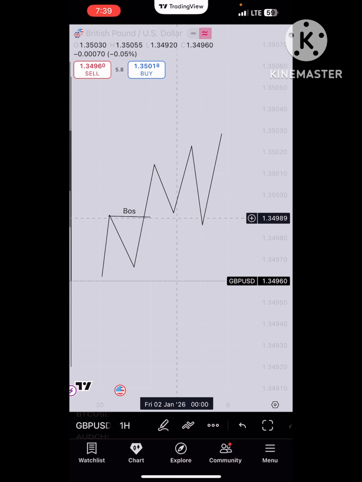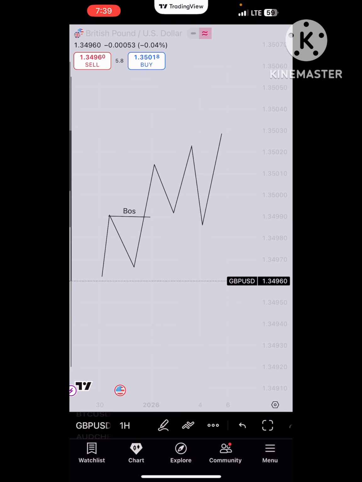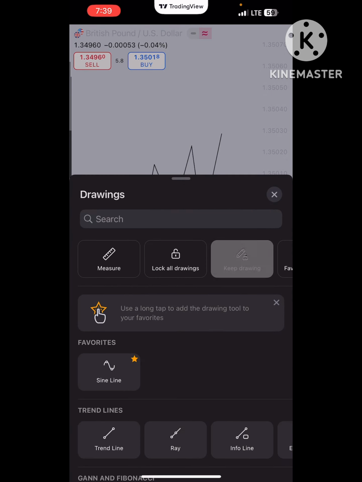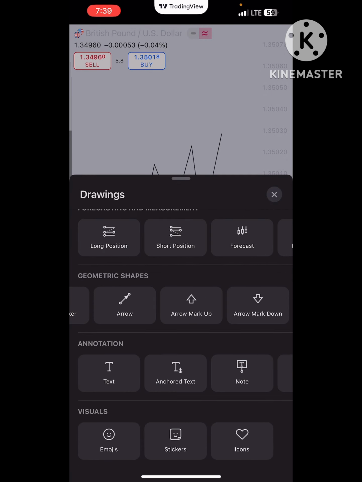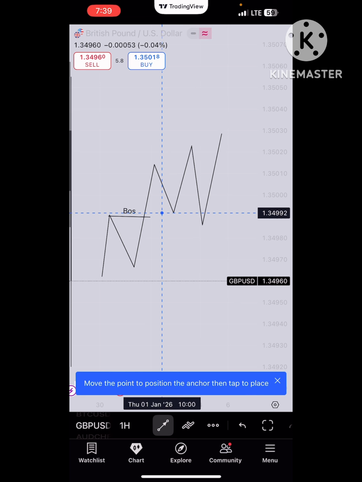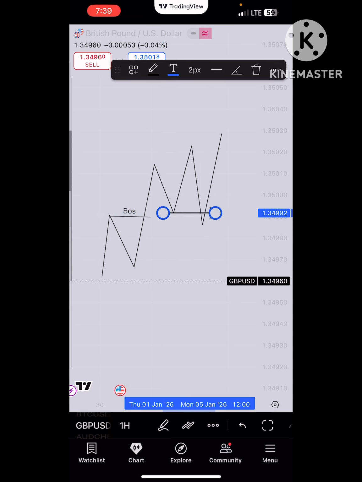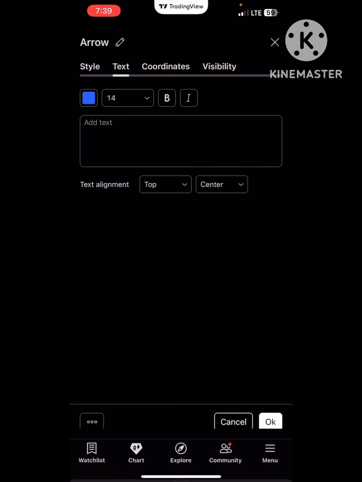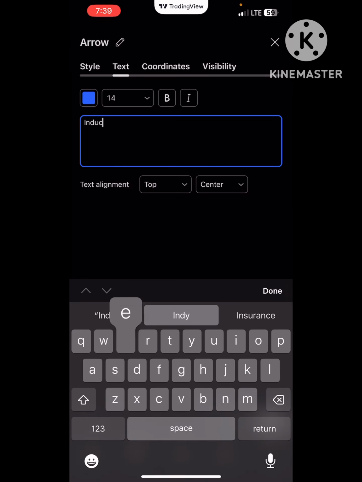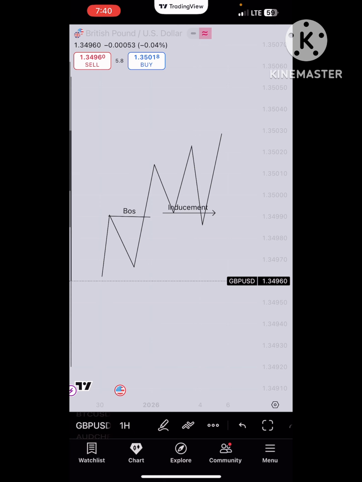So now we need to see an inducement. We need to see an inducement. Where is the inducement? This is the inducement here. So this is the inducement. So let me write it. See, inducement. So this is an inducement.